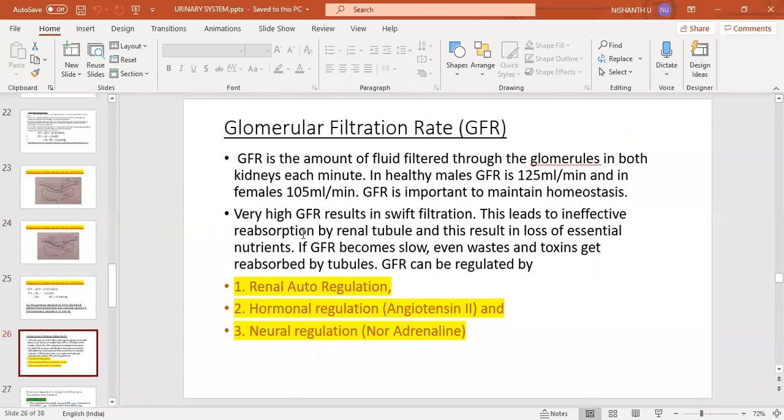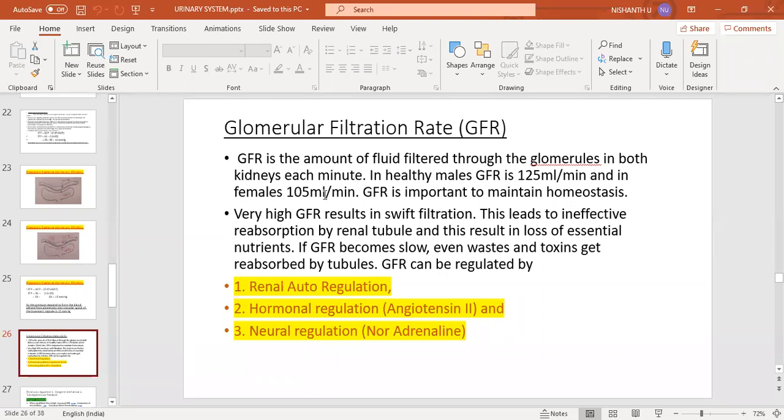Yesterday while leaving we discussed that it is the amount of fluid filtered through the glomerulus in both the kidneys each minute. We discussed that 2 million nephrons are there, and all these nephrons filter the blood, and per minute 125 ml of filtrate is formed in the case of males, and 105 ml per minute is the glomerular filtration rate in the case of females. This is for 1 minute.